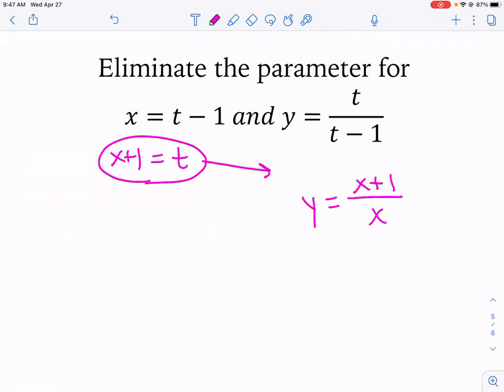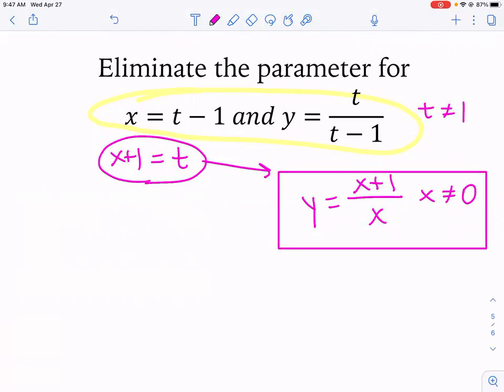Do we have any domain restrictions for our parametric set? Oh, t cannot be 1. And if t cannot be 1, what is that true about our domain? X can't be 0. Okay, so here we have eliminated the parameter.